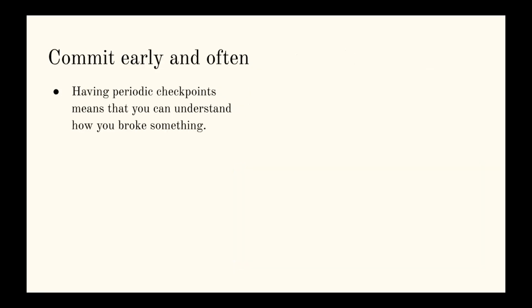The next one is commit early and often. Having periodic checkpoints means later you can understand how you broke something. So when you work small, commit it, and iterate through. You will get the best out of Git when you commit your work often. Because if you wait for a big change to happen, it might be a lot of things later to find out what exactly was the main problem which broke your program. It also helps to keep your code updated with the latest changes so that you avoid conflicts.